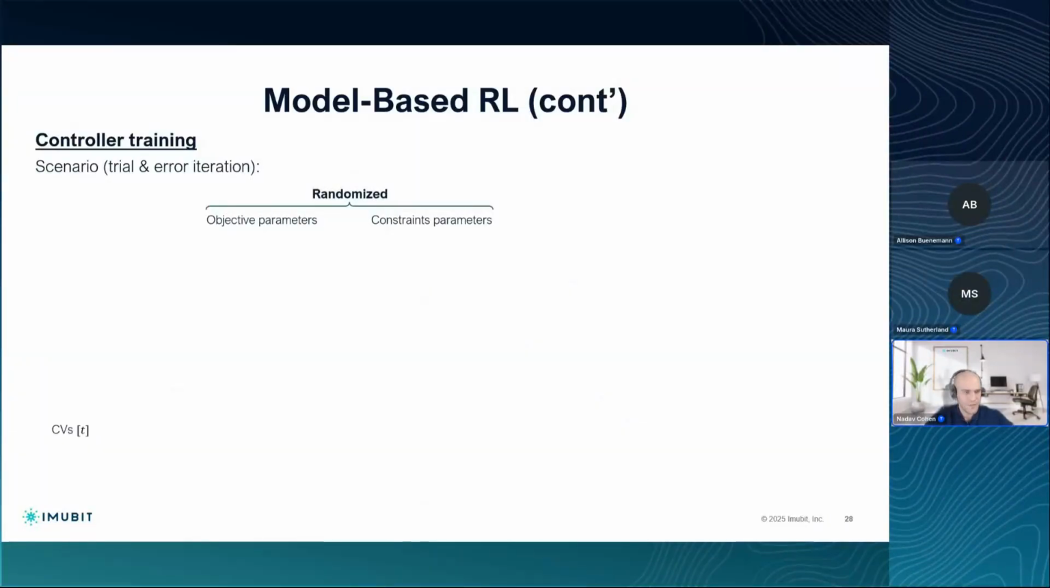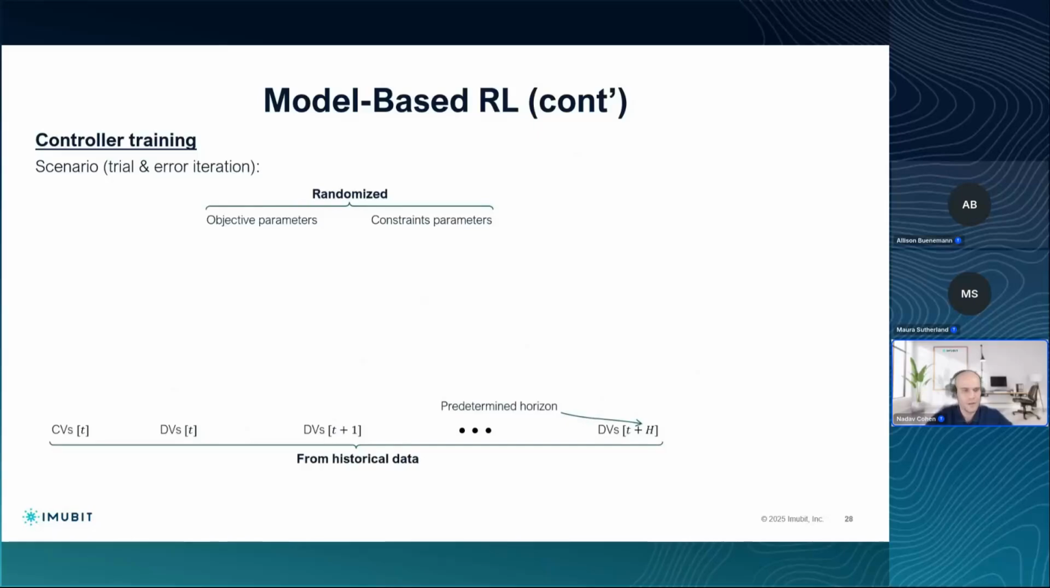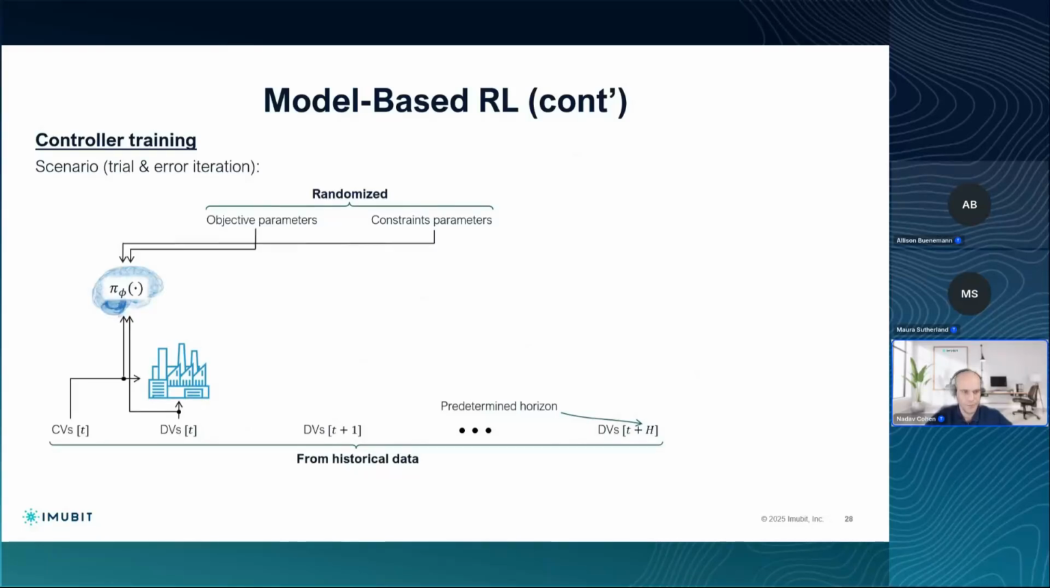Then I take the CVs at some point in history, the DVs at some point in history, and the DVs over following points in history, following time steps until a predetermined horizon elapses. These are all taken from historical data. Then I feed the CVs and DVs in the first time step into a system model. And I also feed them into my controller, which also receives the objective and constraints parameters. And that controller drives the MVs at the current time step.